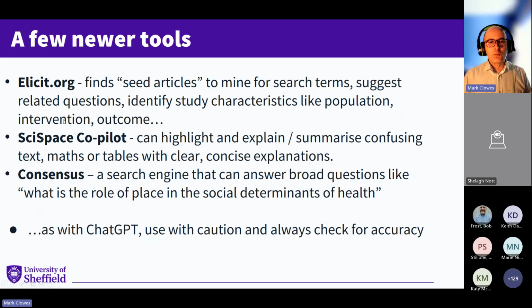Just a few tools I will mention there worth exploring. Elicit, great for answering seed articles and analysing them. Copilot, for if you're struggling to understand an article, giving you explanations of it. Or Consensus, which will attempt to answer questions, including some pretty challenging questions of the type that I might tackle. It will try to give you an answer that's based in the literature evidence to do that. But always use these things with caution and watch out for hallucinated references and such like.